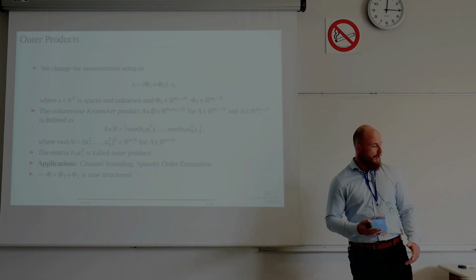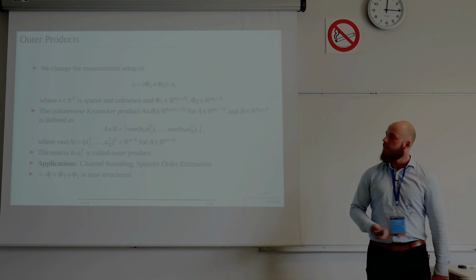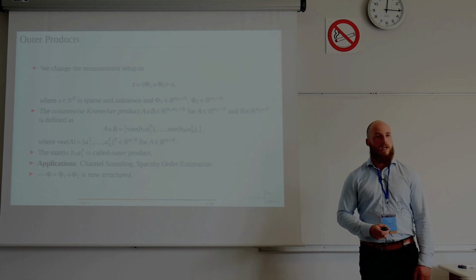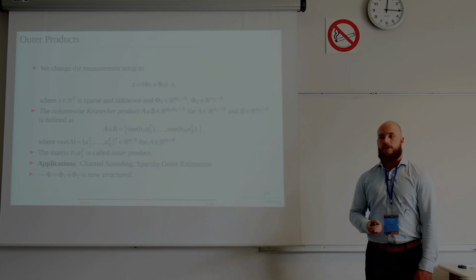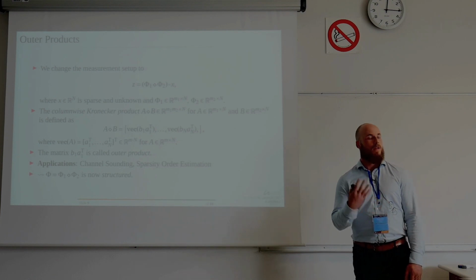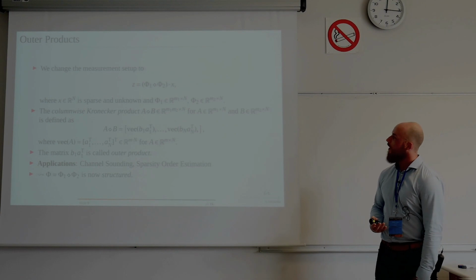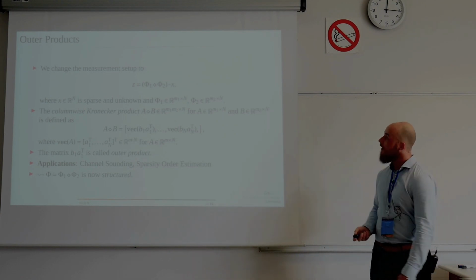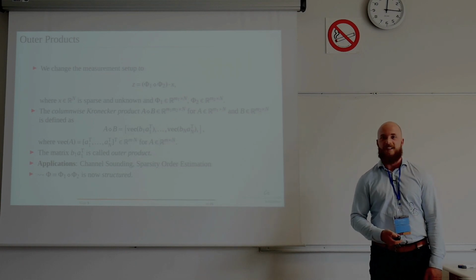And now we want to talk about outer products, because that's the last thing in the headline that's still missing. Now we change the measurement setup. So it's not anymore that we have an arbitrary matrix phi, but we have some structural constraints. That's the somehow disappointing thing. Engineers can't build whatever they want, so often they have some restrictions in what they can accomplish.